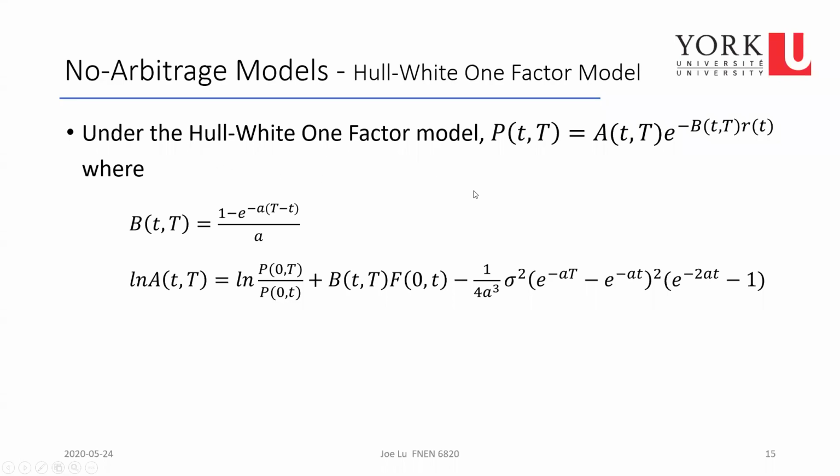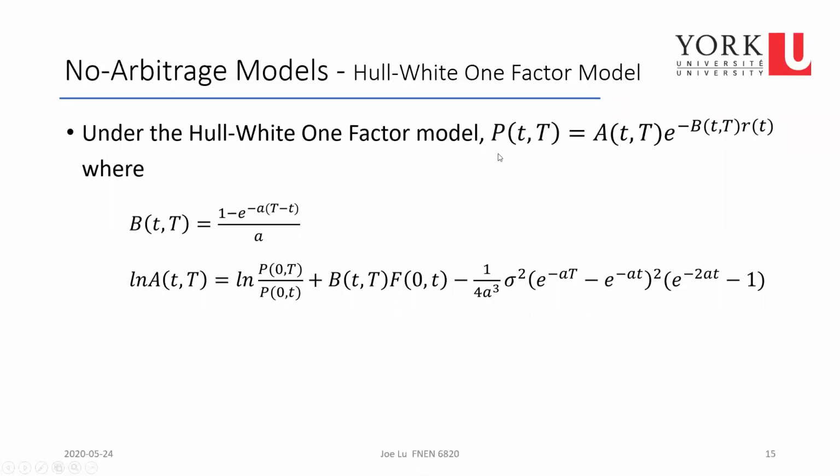So we have seen how we can recover the whole Lie model from the HJM model. Let's take a look at how we can recover the Hull-White one-factor model from a one-factor HJM model. We have mentioned that if we were to have a particular form for the volatility term, we can recover the Hull-White one-factor model. So what is the Hull-White one-factor model?